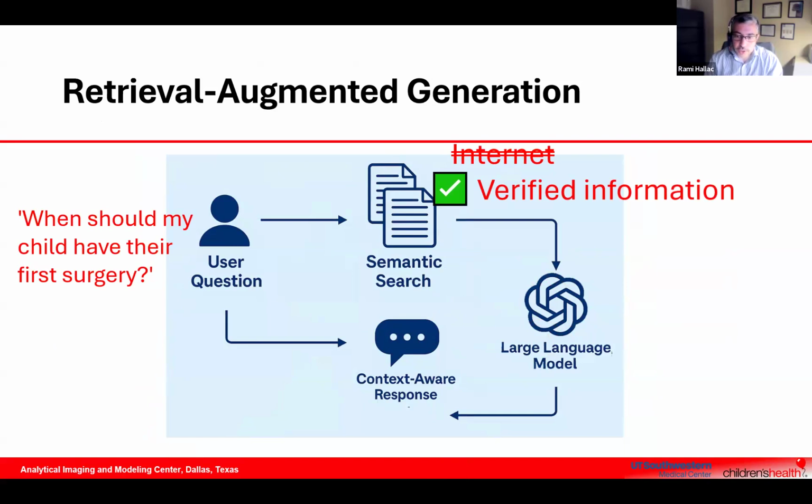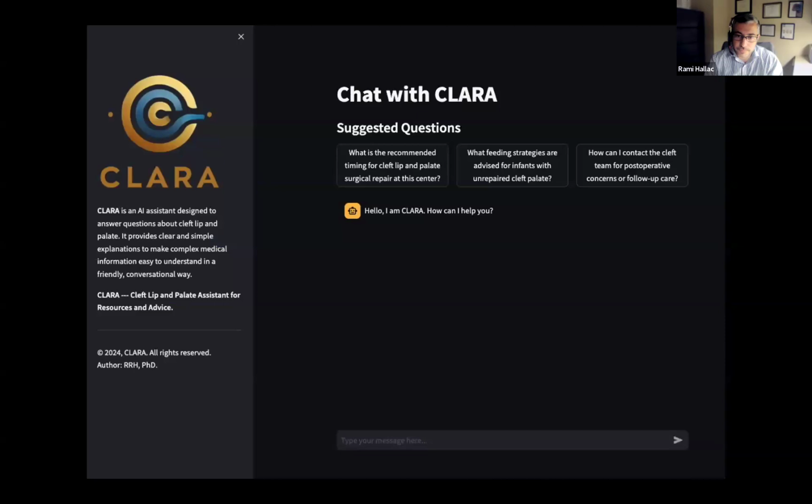Once the right documents are retrieved, they are sent along with the original question to the large language model. The model reads both the question and the selected document together, helping it focus specifically on validated information. Finally, the system generates a response that is personalized and easy to understand. This approach keeps answers accurate, clinically sound, and easy for families to understand.